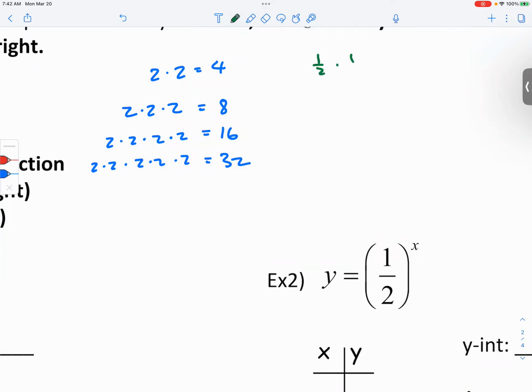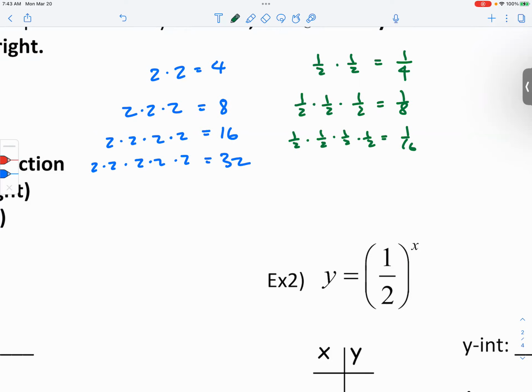What if you have 1/2 times 1/2? That will be 1/4. Think about if you have a half, and you cut it into another half. You have a quarter. Now, what if you have 1/2 times 1/2 times 1/2? 1/8. 1/2 times 1/2 times 1/2 times 1/2 is equal to 1/16.